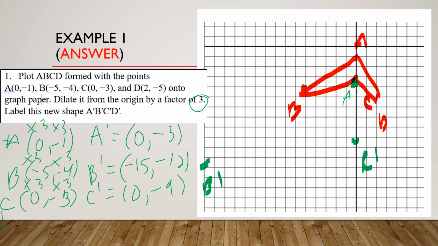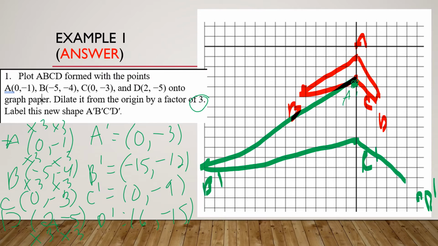And then finally D was 2, -5. Multiply them both by 3. And D prime will be 6, -15. When we go to plot it, to the right 6, 1, 2, 3, 4, 5, 6, down 15. 2, 3, 4, here D prime, and then we can connect those. A prime, B prime, C prime, D prime. Again, same shape, it has just been enlarged.